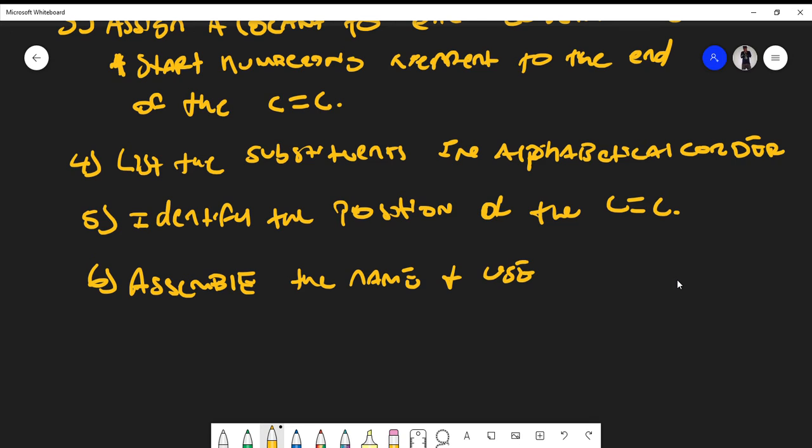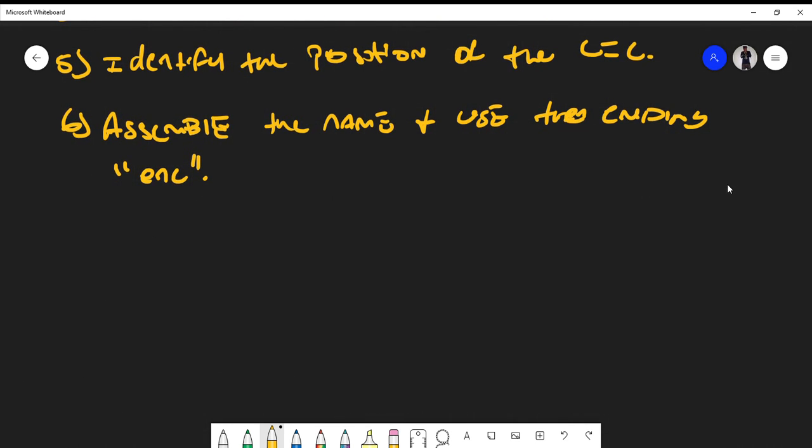and you want to use the ending "-ene". Remember when we talked about the alkanes, we said it was heptane or hexane. The only thing we do is replace the "-ane" with the "-ene". So if the carbon chain is 6 carbons long, instead of saying hexane, we say hexene, etc.